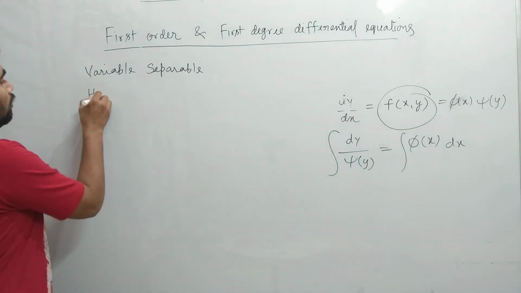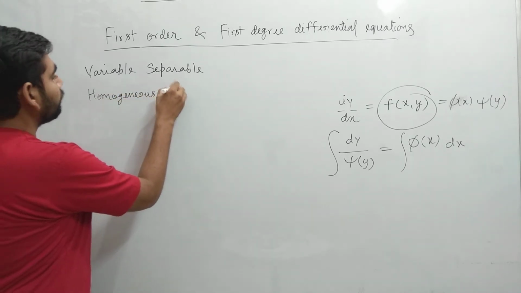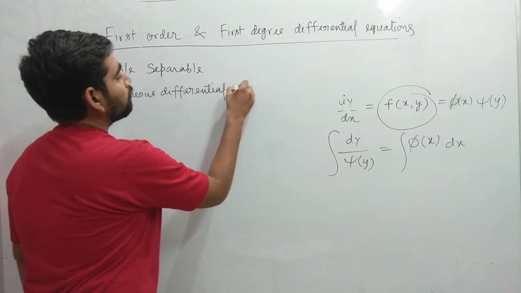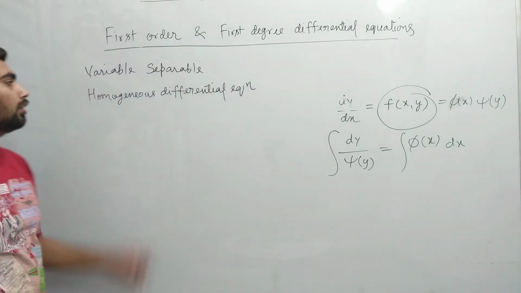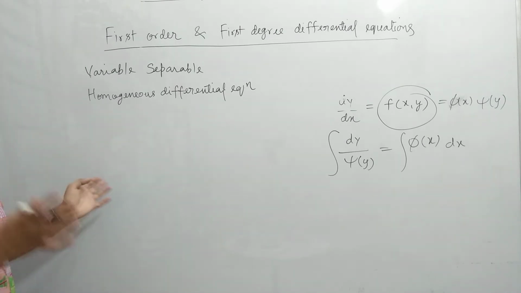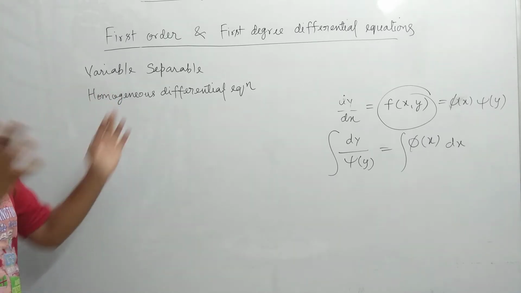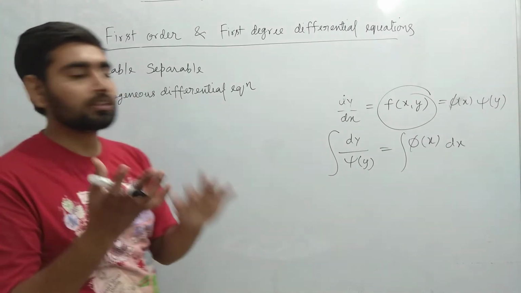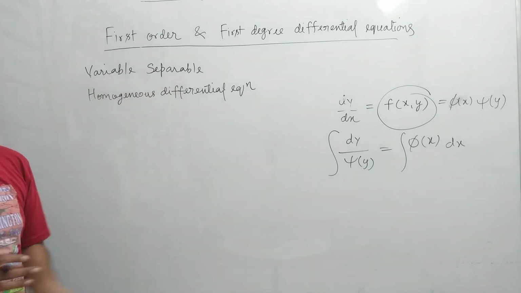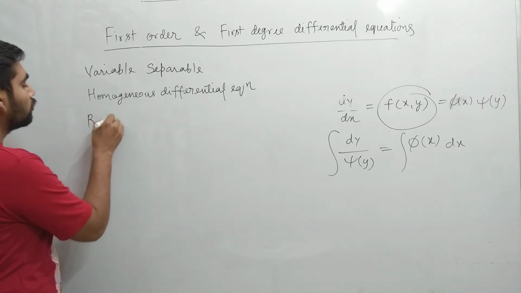Second, homogeneous differential equations. These types of differential equations contain homogeneous functions. If the differential equation has homogeneous functions, it has a special form, which we will discuss later on. Then the differential equation is known as a homogeneous differential equation. The next one is reducible to homogeneous.